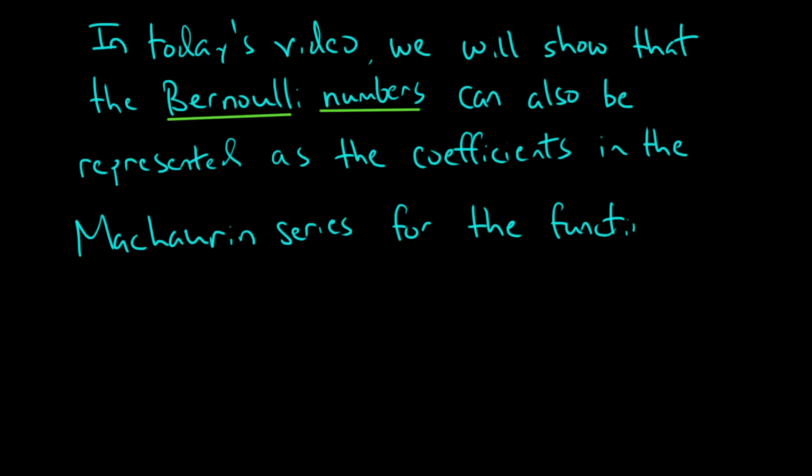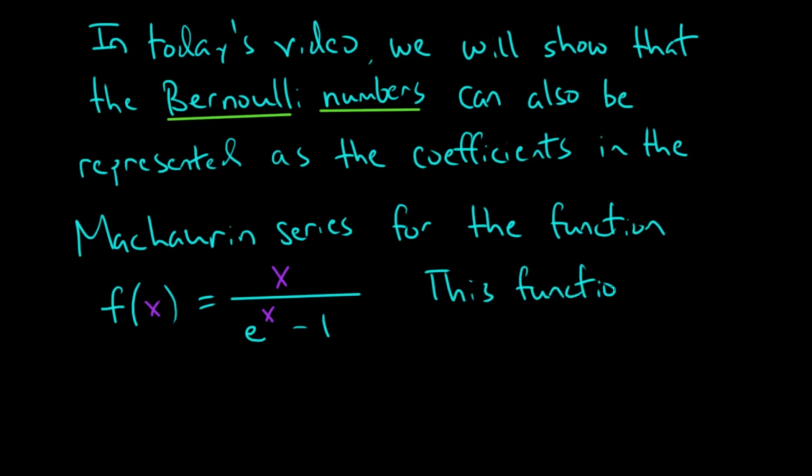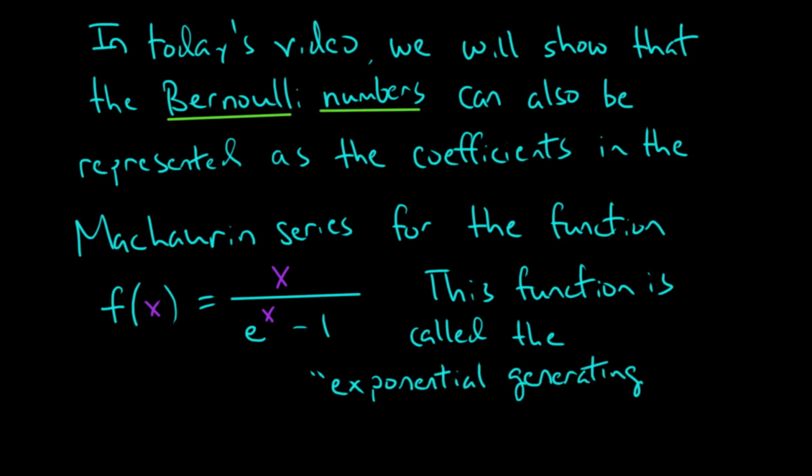And our function is going to be the function f of x equals x over e to the x minus 1. And because this function has that special property, it's given a special name. It is called the exponential generating function for the Bernoulli numbers. So how do we derive this amazing result?